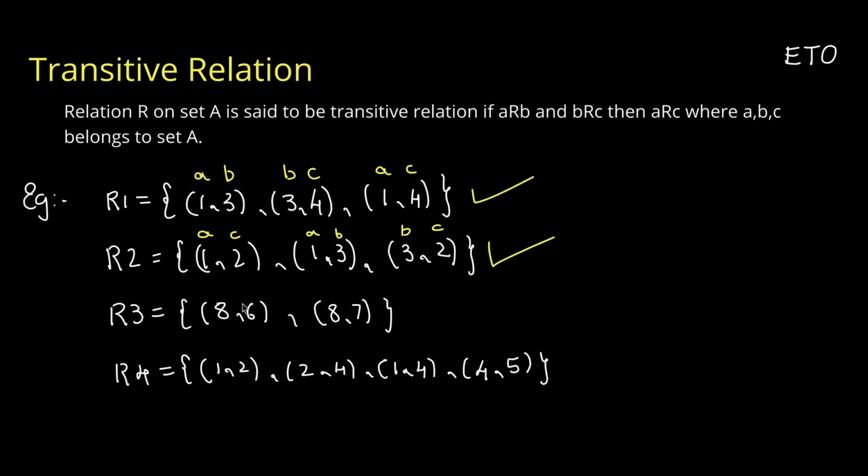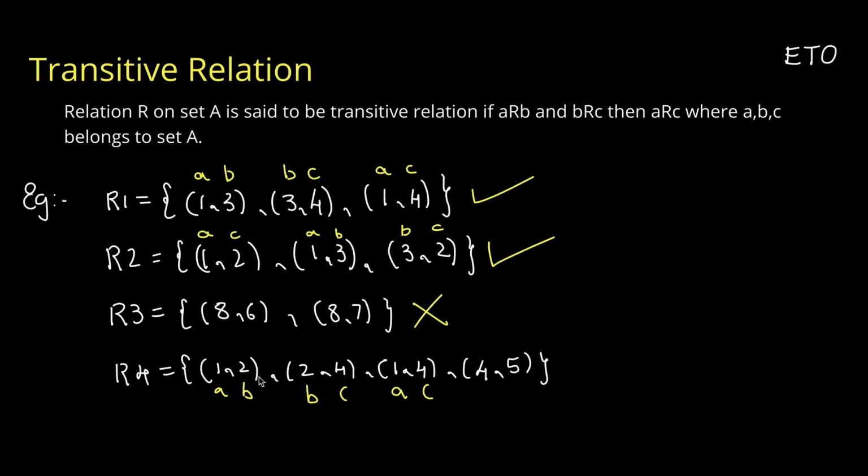Next example, R3. It contains only two ordered pairs. So by seeing itself we can make out it's not a transitive relation. Last example, relation R4. It contains (1,2). So A, B. A represents 1, B represents 2. It contains (2,4), B, C. 2 represents B, 4 represents C. And it contains (1,4). 1 represents A and 4 represents C.